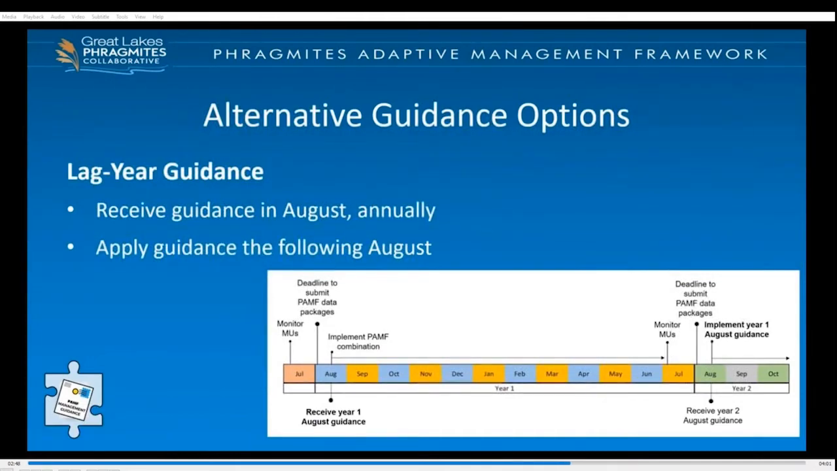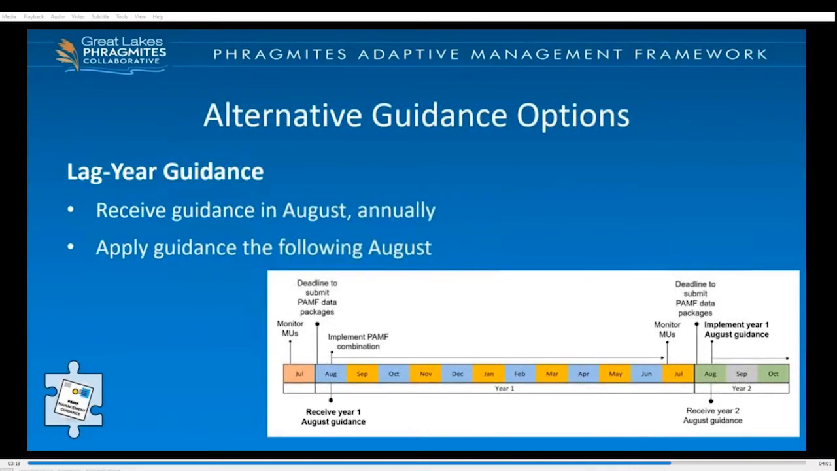The third and least optimal option is to operate on a 1-year delay. To implement lag year guidance, you would need to monitor your management unit in July prior to the start of the next PAMF cycle. For this scenario, we'll refer to that as year 1. Save the August guidance you receive for year 2, and then in year 1, apply a PAMF combination of your choice. So if you applied rest or stressed, then you're most likely to have your management unit be in a similar state in year 2 as it was in year 1.